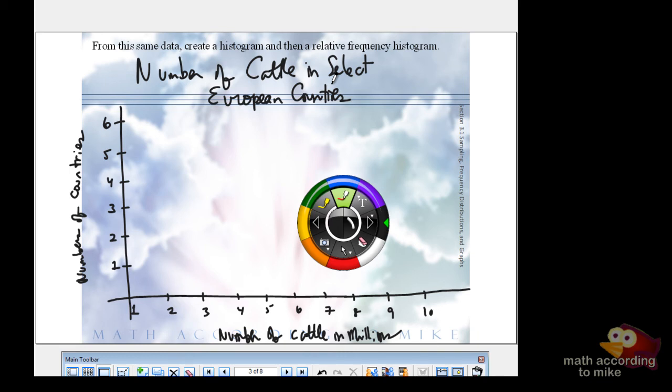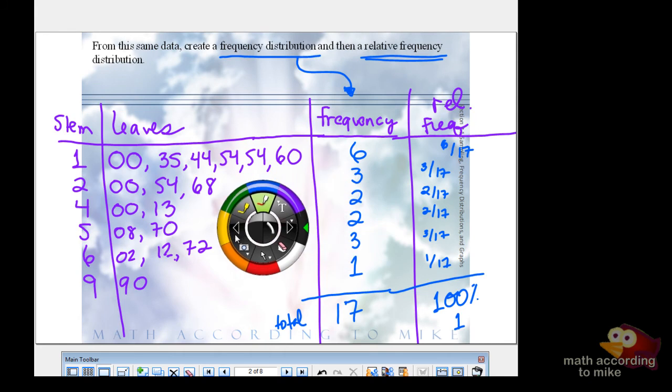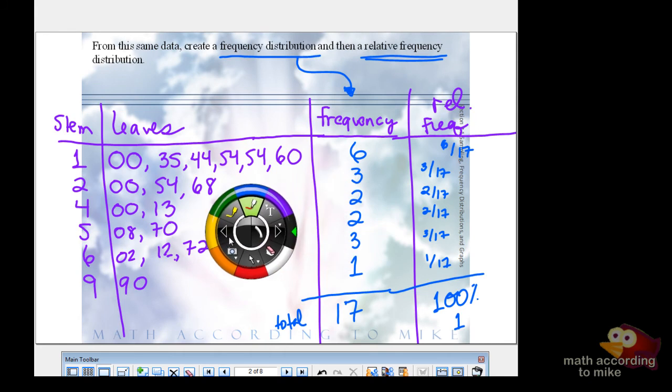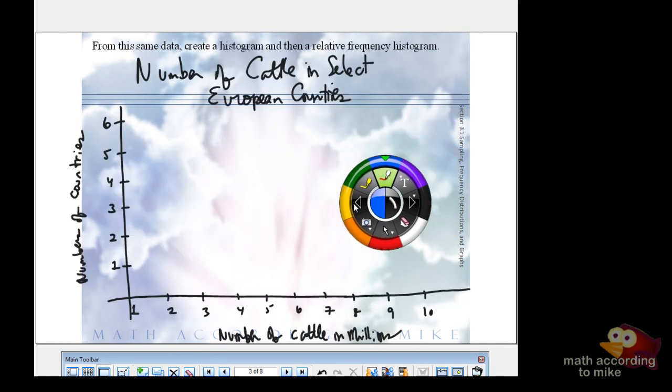All right, so hopefully you have the data distribution in front of you, 6, 3, 2, 2, 3, 1. But remember, we have some gaps here. So all you're going to do when you draw these rectangles is start at the lower class limit, which is 1 for the first rectangle, go up to the frequency, go over to the upper class limit, and come on down.